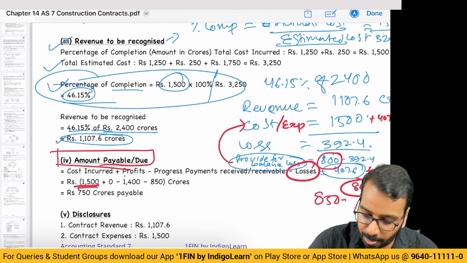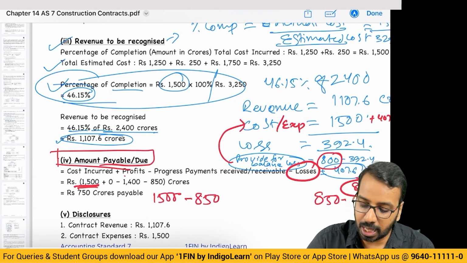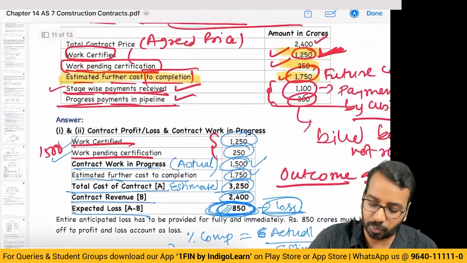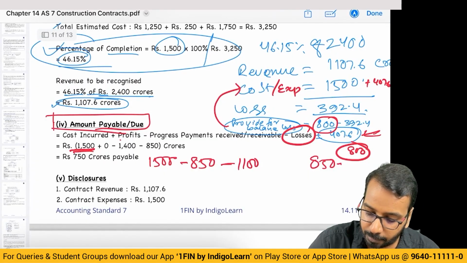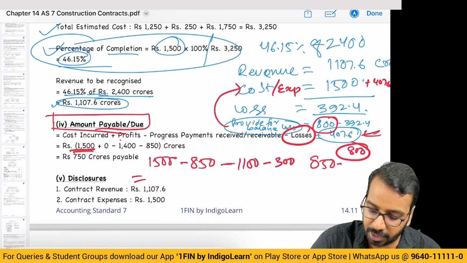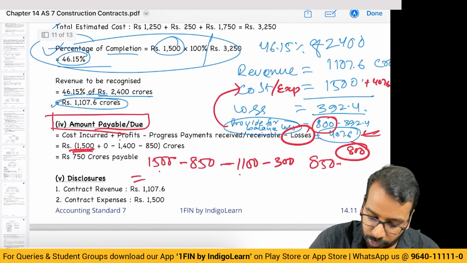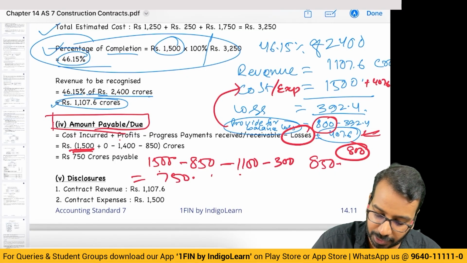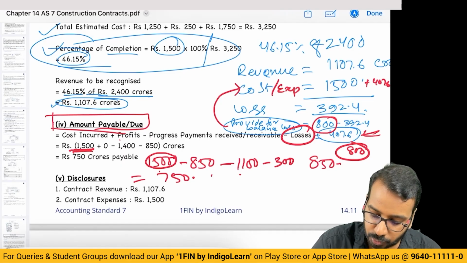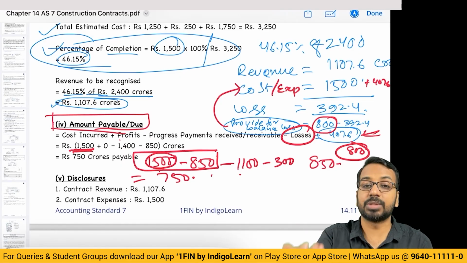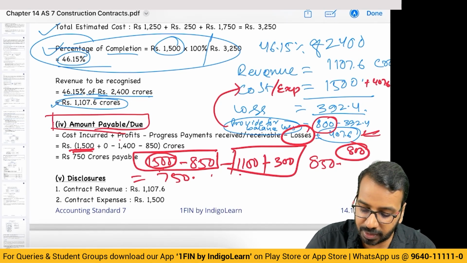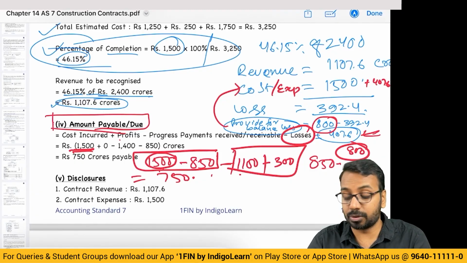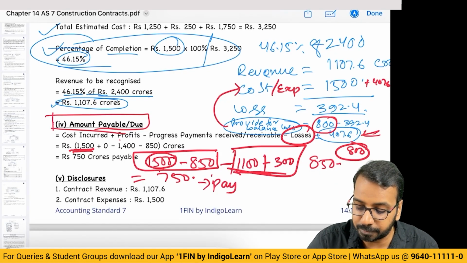So 1500 is my total cost minus loss of 850 minus how much have I received or is already in progress. Received 1100, in progress 300. So 1100 plus 300. So this will be 1500 minus 850 minus 1400, that is minus 750. Now if you see, this is what I am supposed to receive: 1500 minus 850. I have already received 1100 plus 300. I have received more, so this is payable.